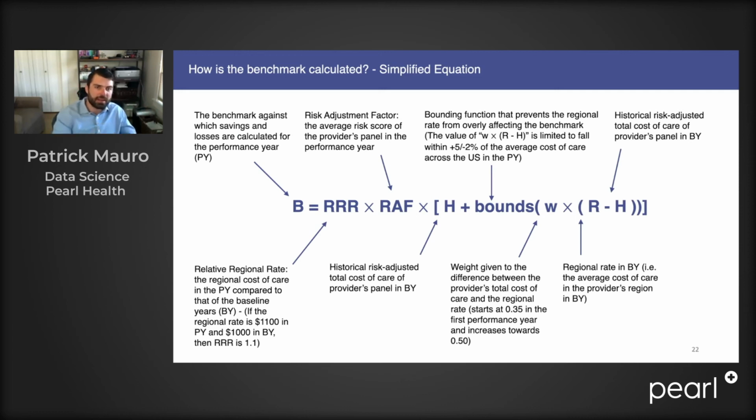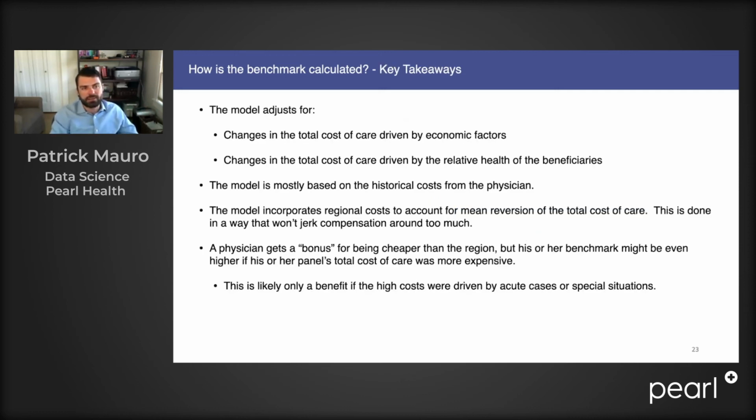Cool. And so some key takeaways to try to slam dunk this. The first thing to notice is that the model adjusts for any economic factors that change the total cost of care. It also accounts for any changes in the total cost of care that are driven by the health or infirmity of the patients in your panel. So it does those things about as fairly as you can for a large group, given the levers that CMS has. It's also mostly based on the historical costs for the physicians in the DCE. It does try to account for the mean reversion of the total cost of care, but really goes out of its way to not jerk compensation around too much.